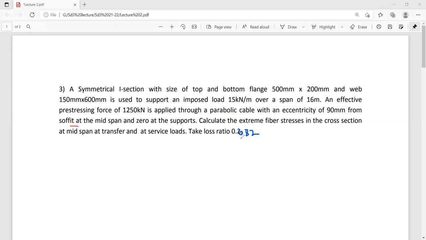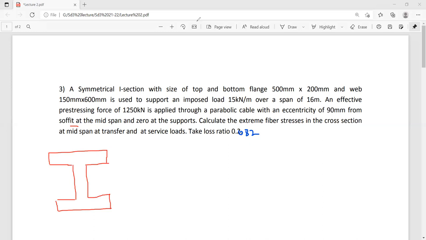Okay. So first of all, you draw the cross section of the beam. This one is a symmetrical I section. I am drawing the cross section of the beam here. The top and bottom flange dimensions are given the same. So this is the cross section of the beam.